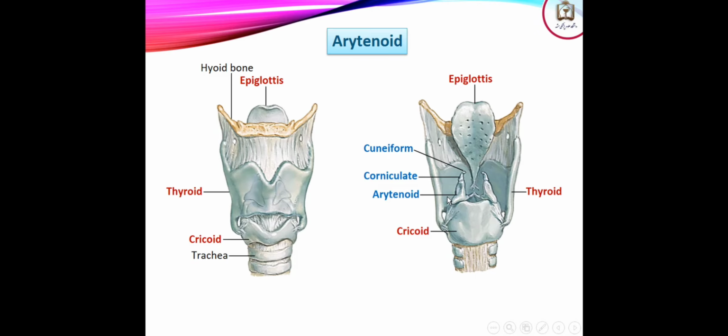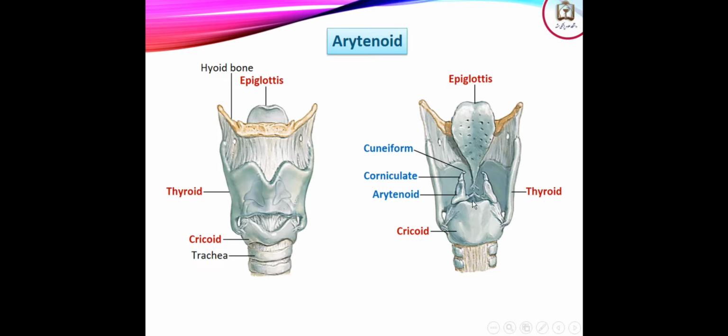The next cartilage is the arytenoid. Here is the arytenoid, the right arytenoid and the left arytenoid. As you see, each arytenoid articulates inferiorly with the cricoid and superiorly with the corniculate. Each arytenoid contains 2 processes, an anterior process and a lateral process. Here is the lateral process, and here is the anterior process.